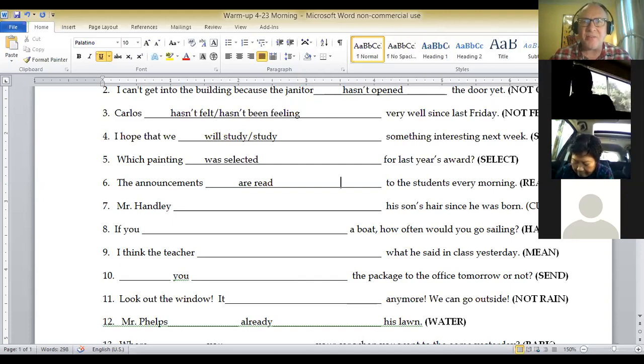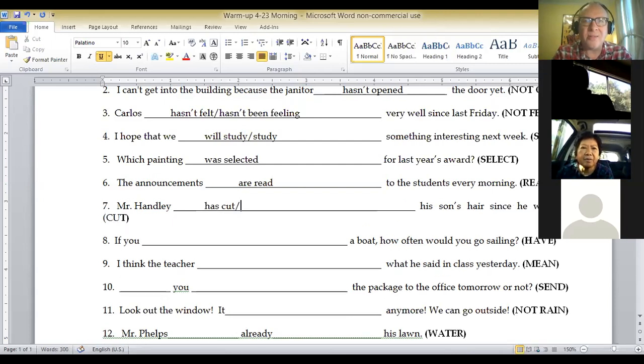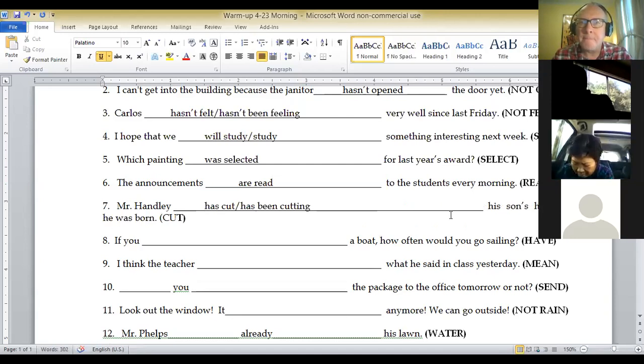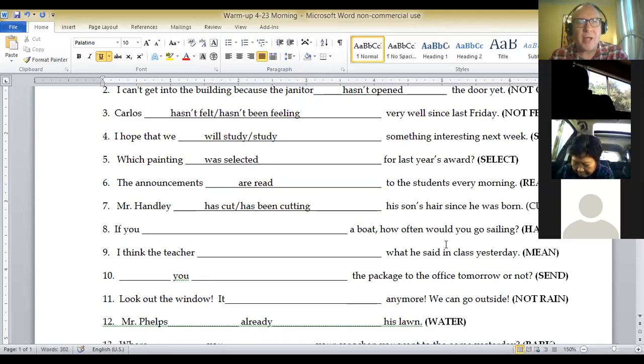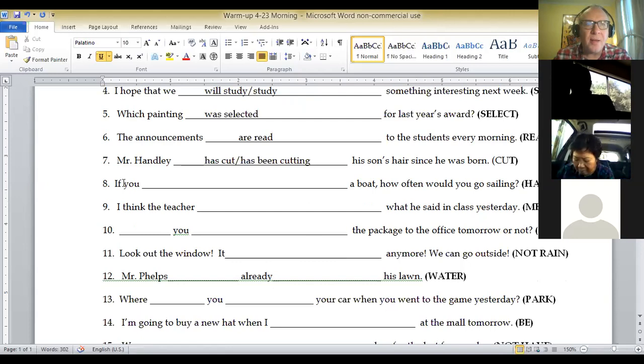Let's see. The next one has that word since again. Since. Has cut, right? Has cut or has been cutting. Both okay.